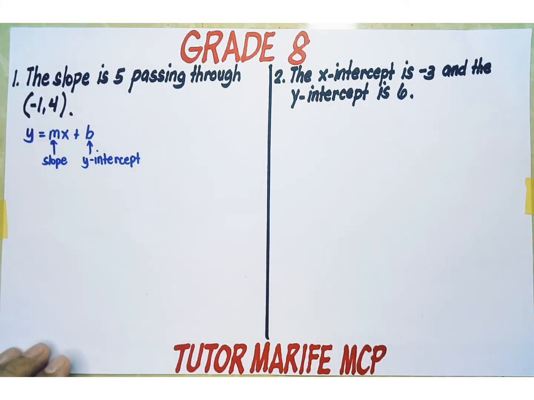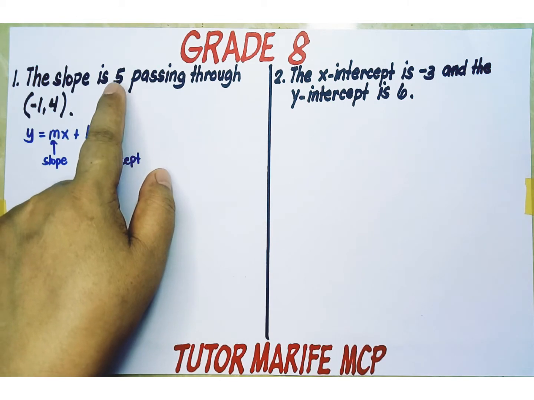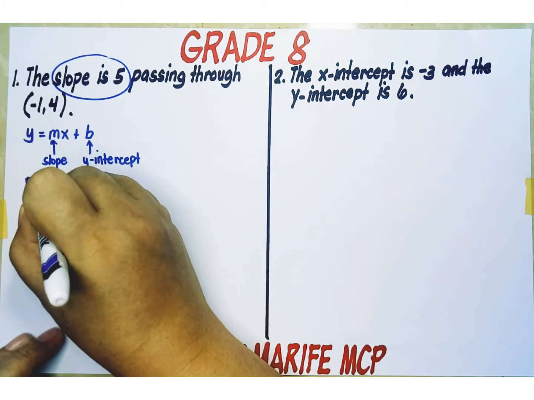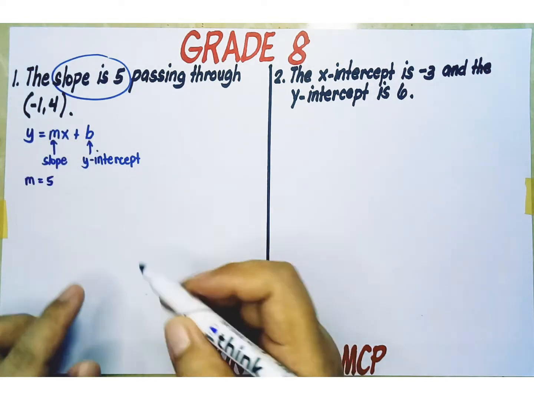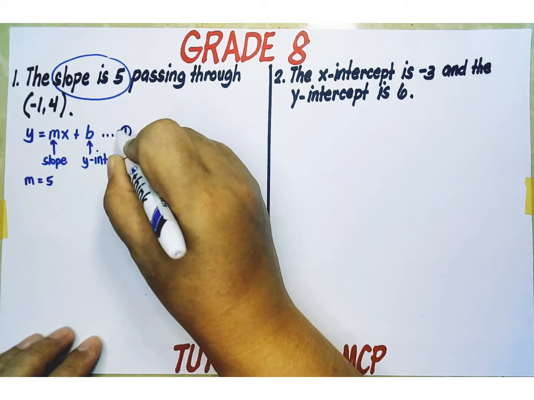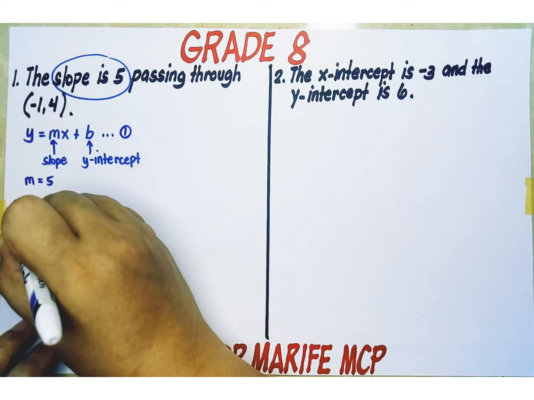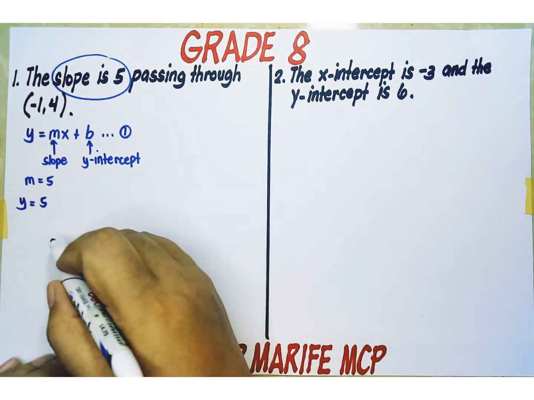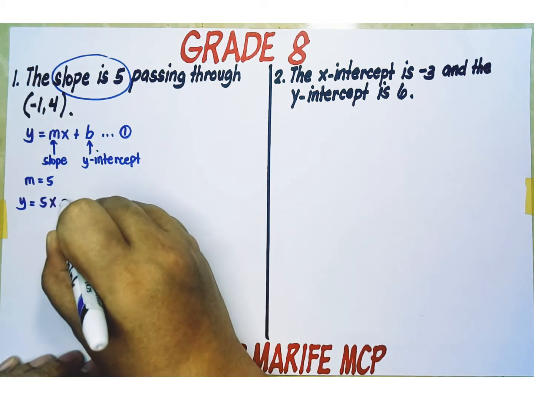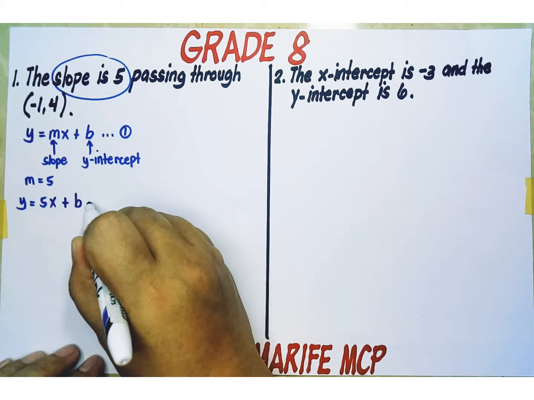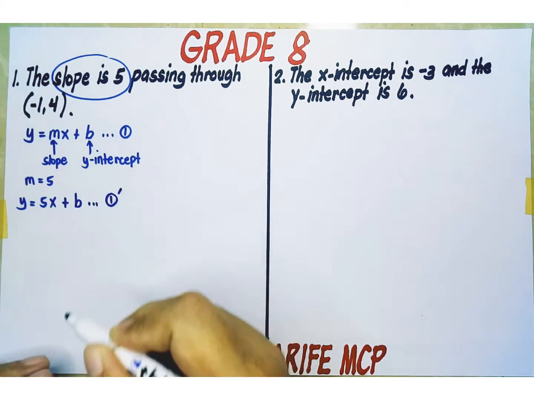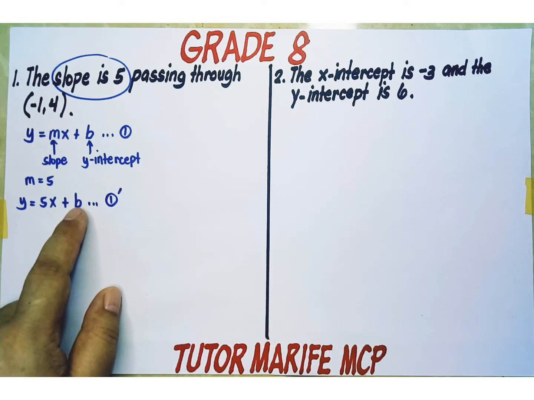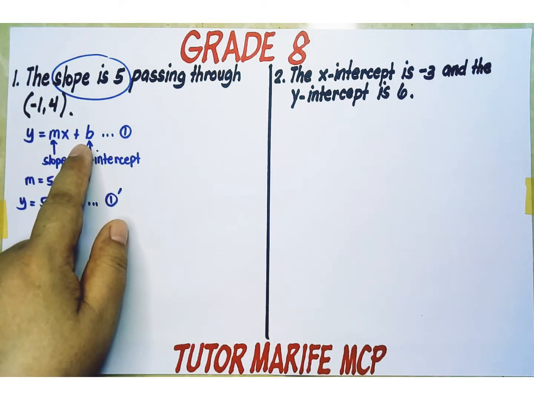Okay? So, the slope is 5. Given ng m. So, m is equal to 5. I-plug in natin dito. Let's call this our equation 1. Yung equation 1 mo becomes, replace m with 5 because it's given, magiging y equals 5x plus b. Let's call this equation 1 prime. So, ang problem na lang natin is b. Pag nakuha na natin ang b, may equation na tayo in slope-intercept form.